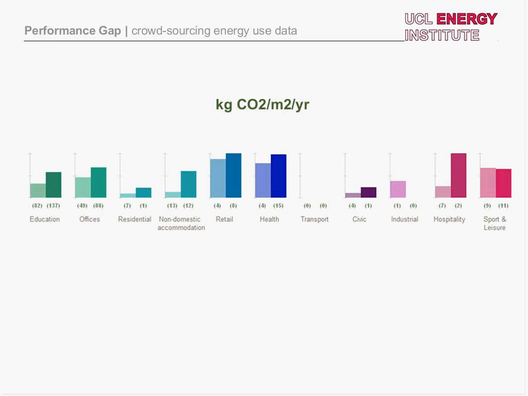This leads to the sorts of performance gaps that we can see here, and this is data taken from CarbonBuzz a little while ago. It shows, in the left-hand bars in each case, the design predictions for a group of buildings. On the right-hand bars, the mean of the actual energy use. And you can see in education there's quite a disparity. Retail and health seem to be closer, but there are large disparities in other sectors as well.